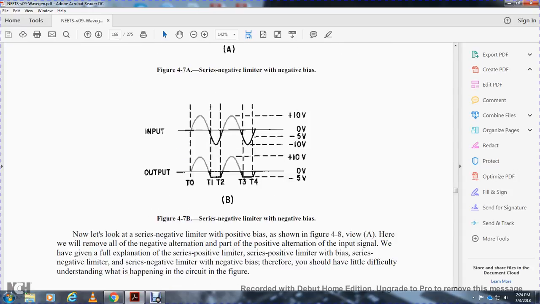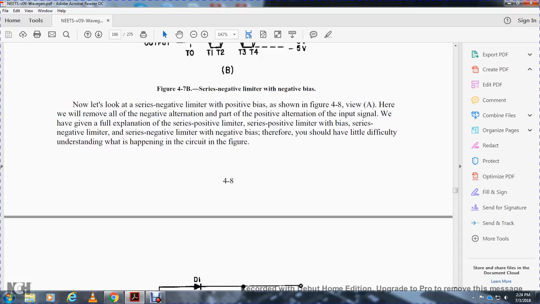Okay, now let's look at the series negative limiter with a positive bias, Figure 4-8, view A. Here all of the negative alternation will be removed, along with part of the positive alternation of the input signal. We have given the full explanation of the series positive limiter with a bias and the series negative limiter with a negative bias. Therefore, you should have little difficulty understanding what happens in the circuit in the figure.